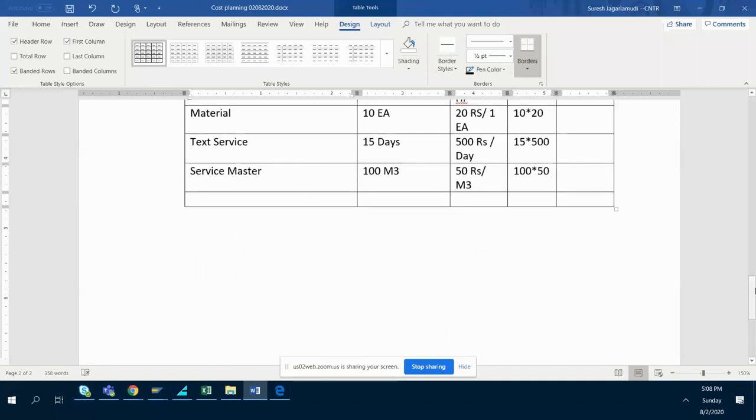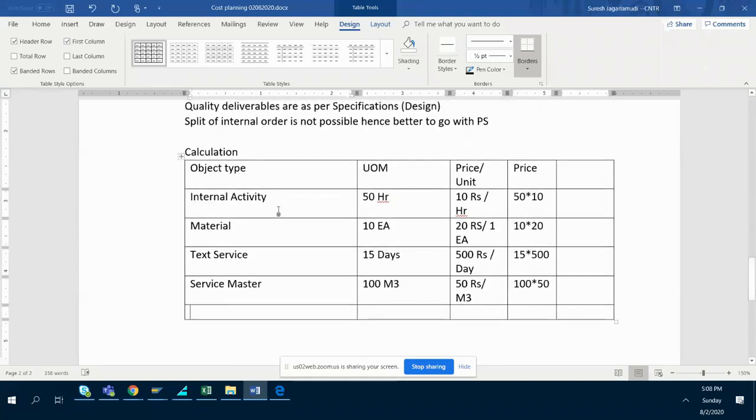Now how many things have come? Materials have come, service text item has come, and this has come, and internal activity is there. So now direct cost activity. Okay, now cost activity, what happens? So it is direct entry, isn't it? It is 100 rupees, 200 rupees, whatever, direct payment. That's what we said, isn't it?